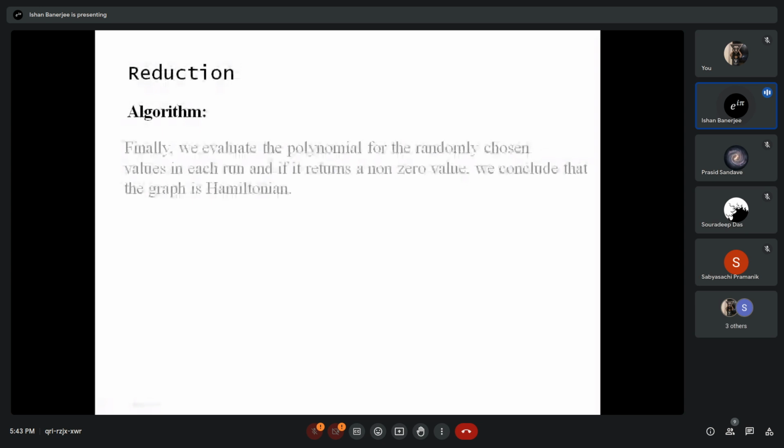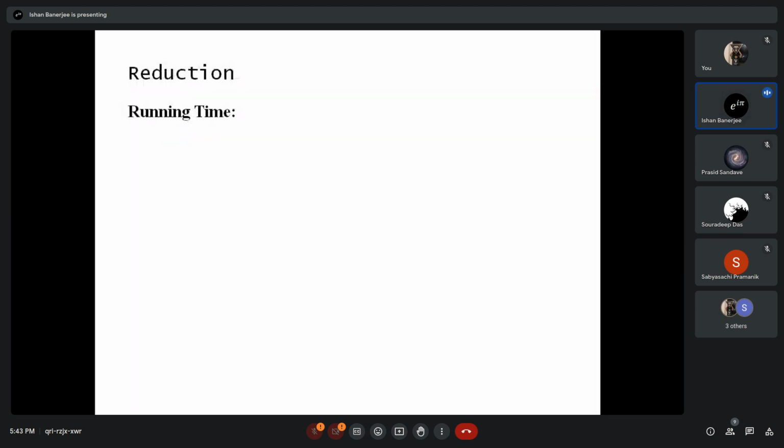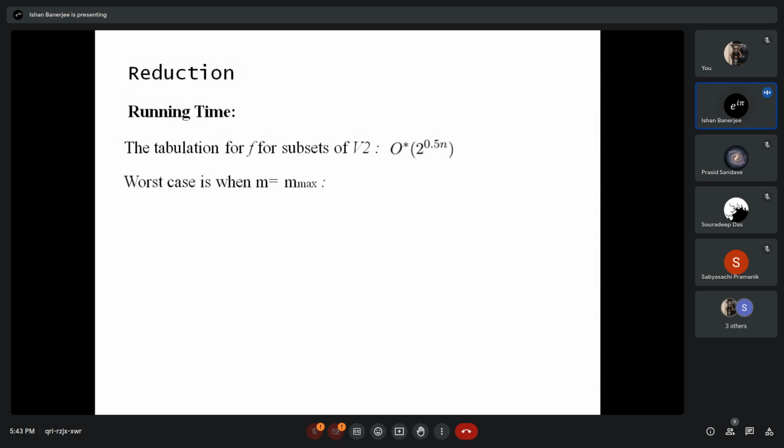Now finally, we will evaluate the polynomial for randomly chosen values in each run, and if it returns a non-zero value for any run, then we will conclude that the graph is Hamiltonian. Again, it has a running time, so what is the running time? Let's have a look. The tabulation for f, for all the subsets of V2, where we were tabulating certain values using the recursive relation, will take time O star of 2 to the power of n by 2. The worst case scenario is when n is equal to m max, and for that condition we have an increment in time, O star of 2 to the power of n by 2 plus n max. The total number of runs we're considering to be r.